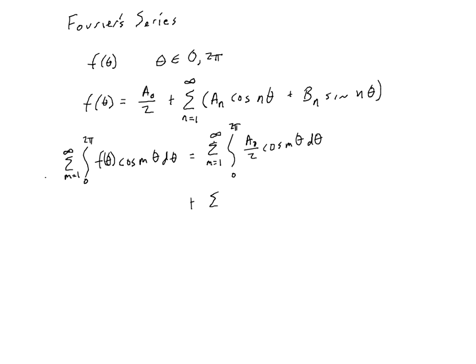plus the same thing where now we're summing over both m and n of the integral from 0 to 2 pi of a sub n cosine n theta cosine m theta d theta. And then you're doing the same thing with the sine term.